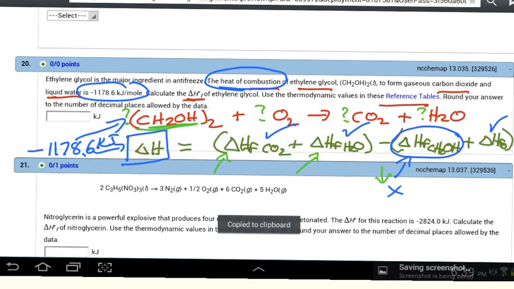The other thing is, be careful about what state symbol to use for CO2. Is it a gas? Is it a liquid? And same goes with water and all the others. Make sure that you read the problem and see if they're talking about a gas or a liquid.